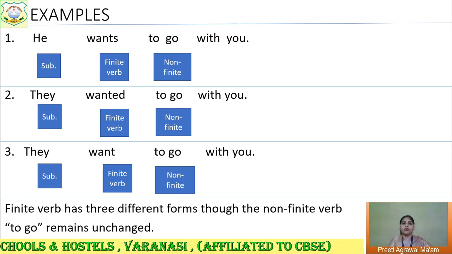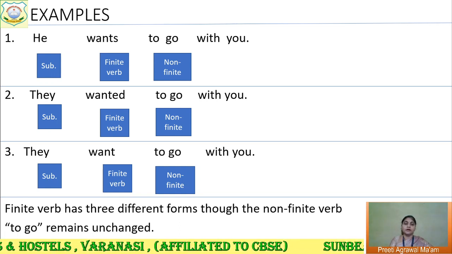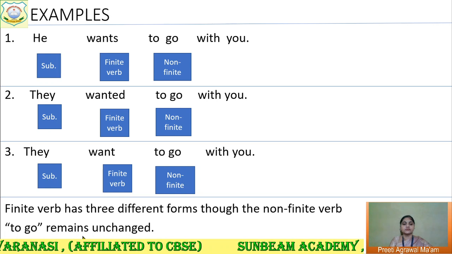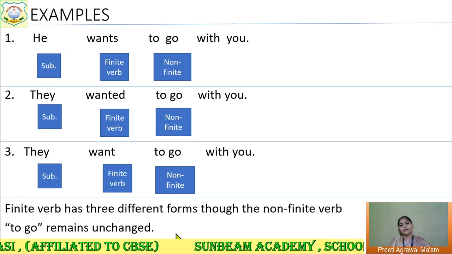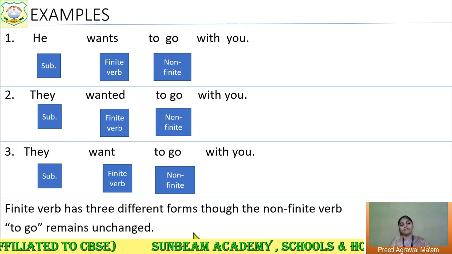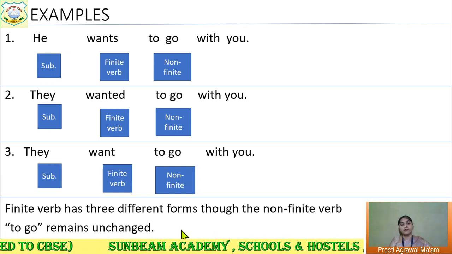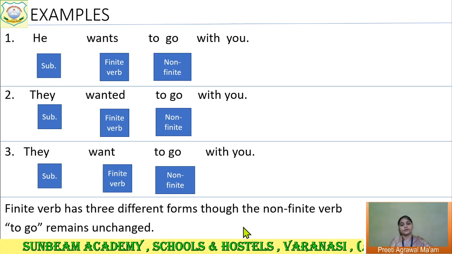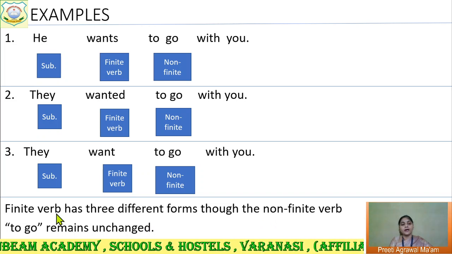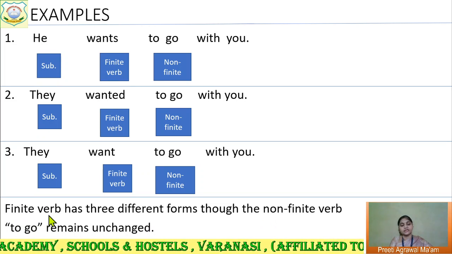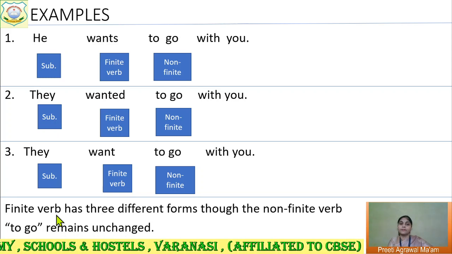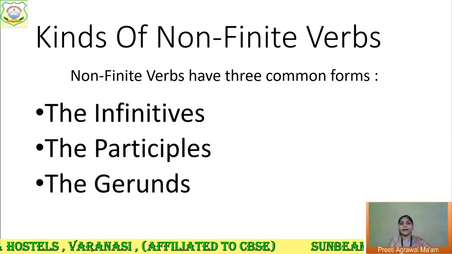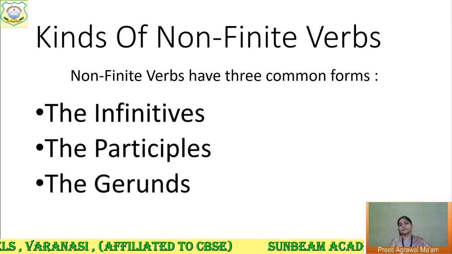Up to now, your concept is clear that a finite verb has three different forms, though non-finite verbs remain unchanged. Non-finite verbs are not affected by number, person, or tense. Non-finite verbs are not affected, but finite verbs are affected. So this concept is clear. Now see the kinds of non-finite verbs.